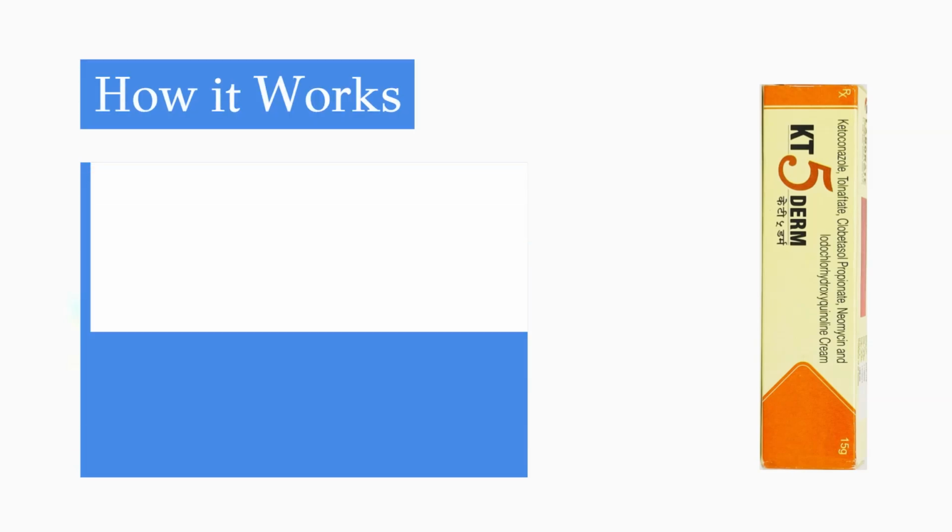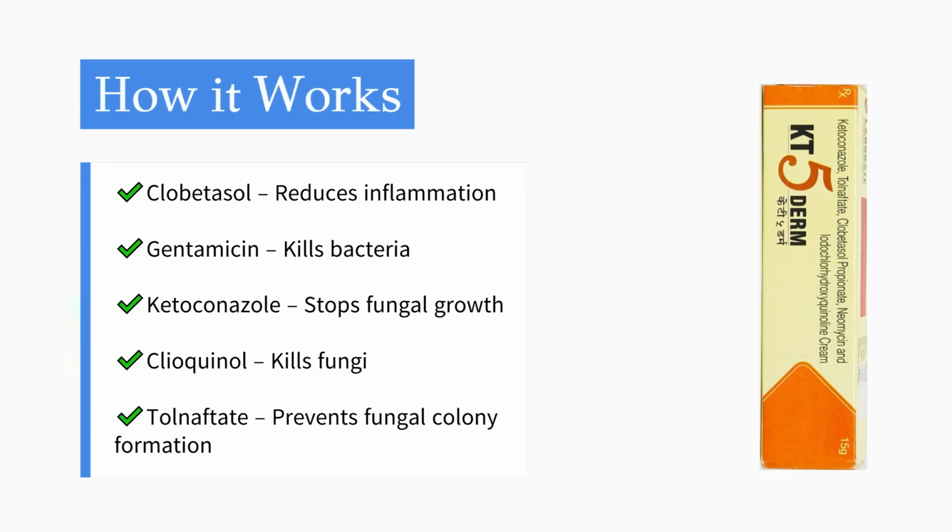How it works. KT5 Derm Cream is a combination of 5 medicines: clobetasol, gentamicin, chloroquinol, ketoconazole, and tolnaftate. Clobetasol is a steroid that blocks the production of chemical messengers responsible for redness, swelling, and itching. Gentamicin is an antibiotic that kills bacteria by preventing the synthesis of essential proteins needed for their survival.